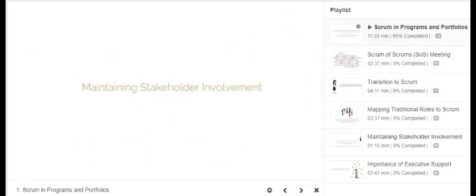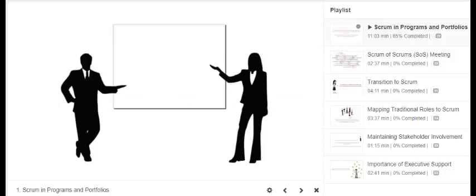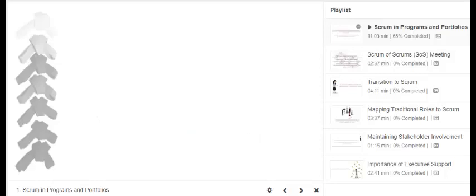We talked about maintaining communication with stakeholders, but how do we maintain stakeholder involvement? Scrum requires complete support from the project stakeholders. The responsibility for keeping stakeholders engaged lies with the product owner. Now I will list out some actions recommended for maintaining stakeholder engagement and support.